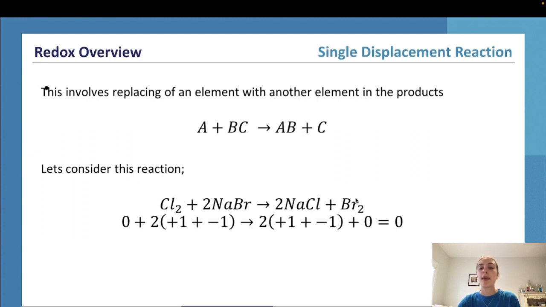Then we look at bromine, and bromine here is bromine gas. And so bromine gas is purely made up of just bromine. So we use rule number 1, which tells us that its oxidation number is going to be 0 for each bromine atom. So we can see that bromine is going from -1 to 0.